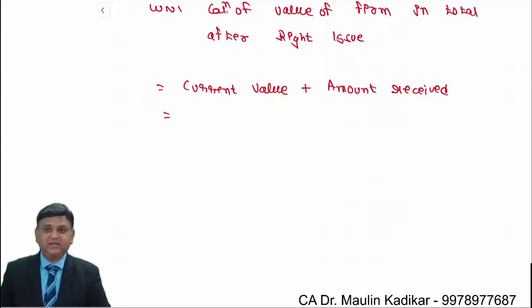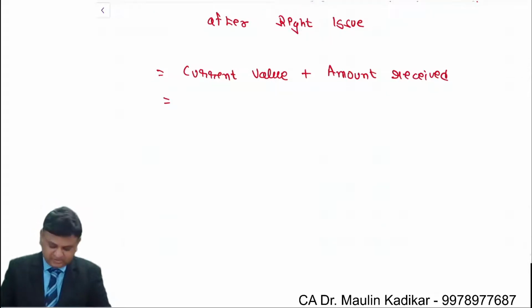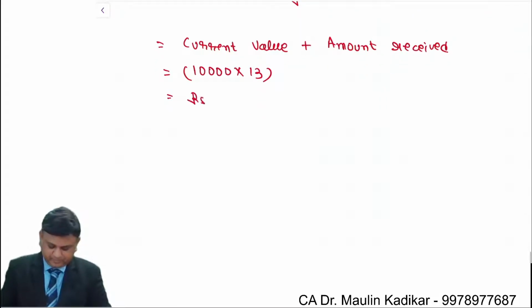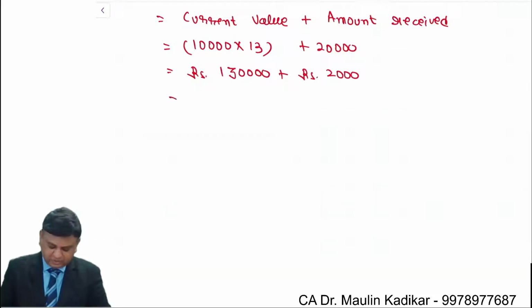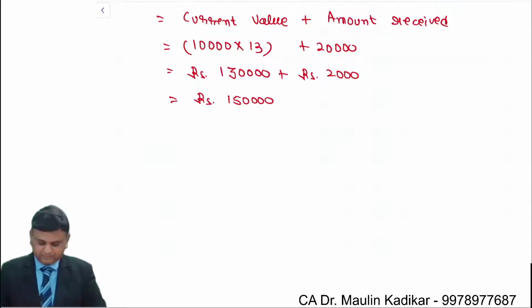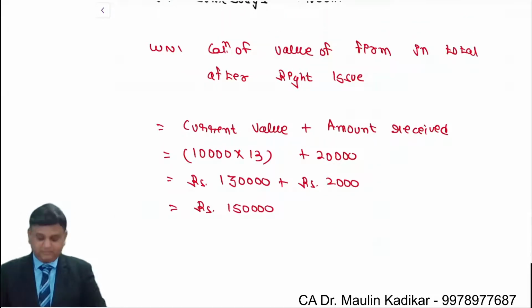We can see that right now there are 10,000 equity shares. Market price is 13. That comes to 1,30,000. Plus amount received is 20,000. So in both the cases, value of the firm is going to be an amount of 1,50,000. That is what we understand.